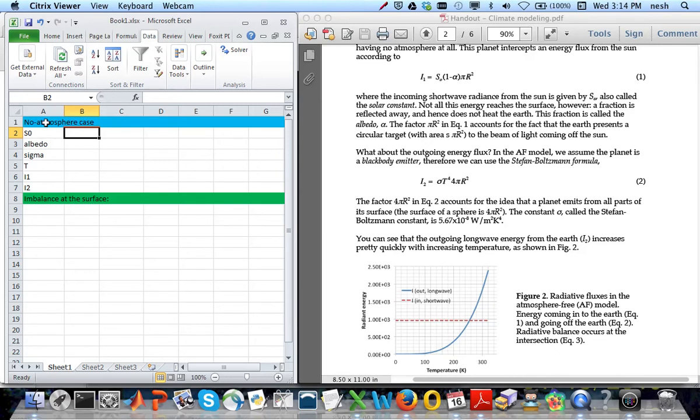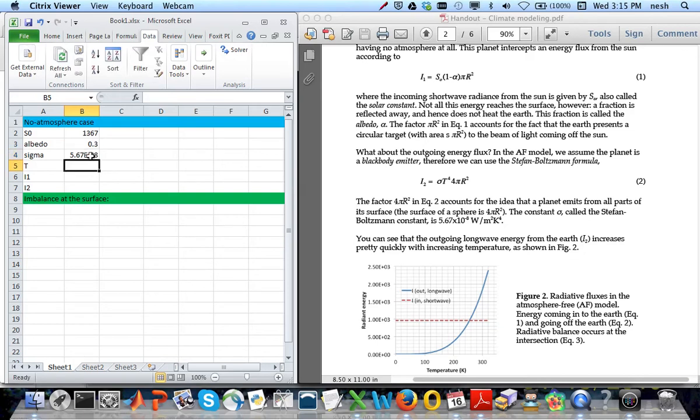Okay, now assuming you've got that up, what we're going to first do is just enter some numbers. So here's S naught. There's a box for S naught, so that's 1367, and I'm just going to enter that. Albedo, that's 0.3. Now sigma is a number that is best entered in scientific notation, and let me show you how to do that. We go 5.67, and then E minus 8. That stands for 10 to the minus 8. So I'm going to hit return there.